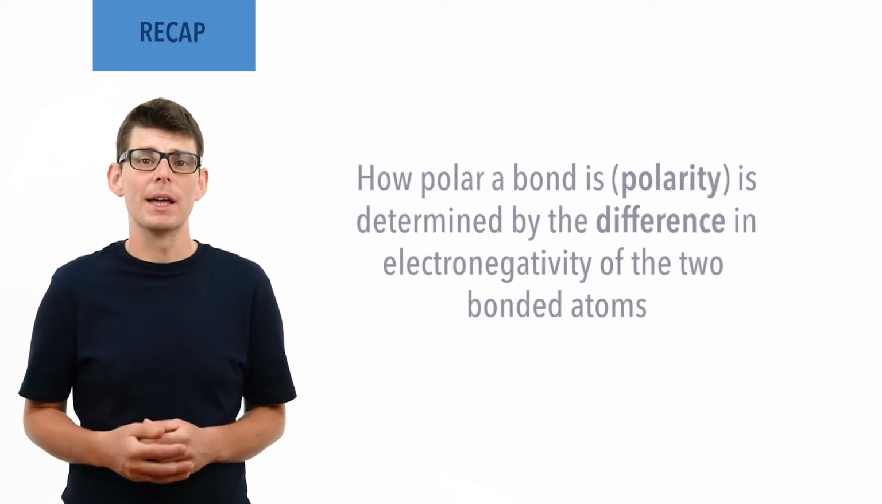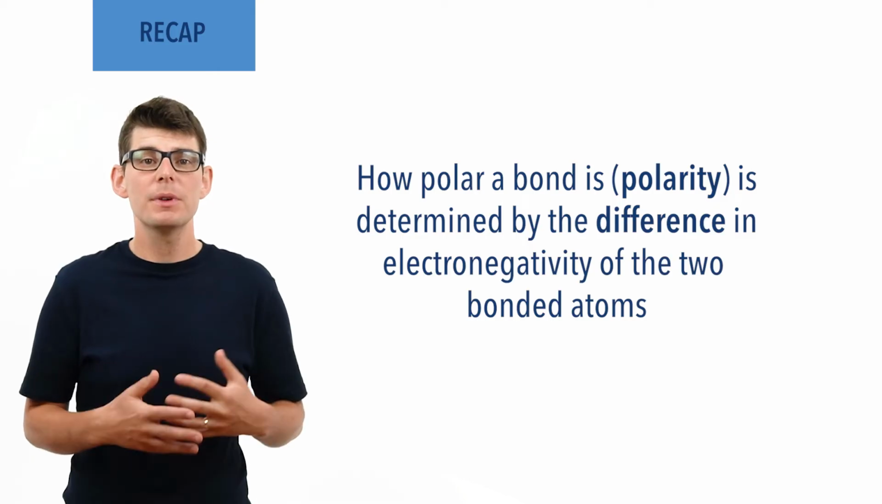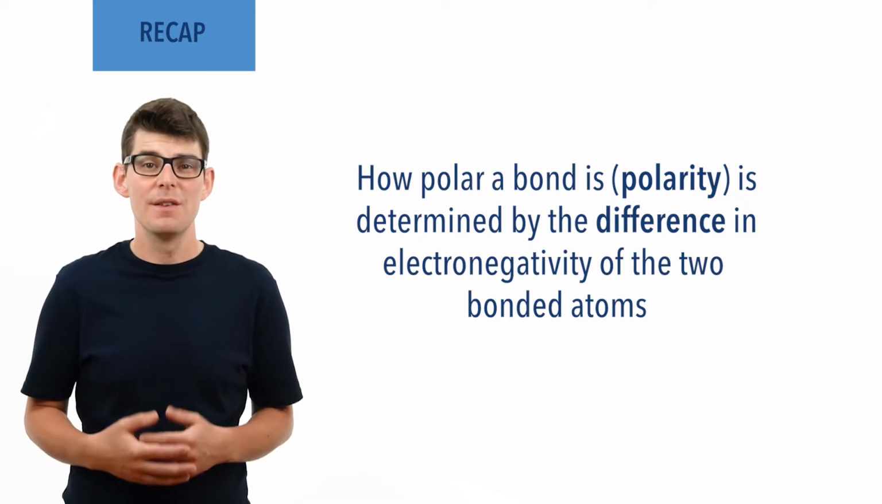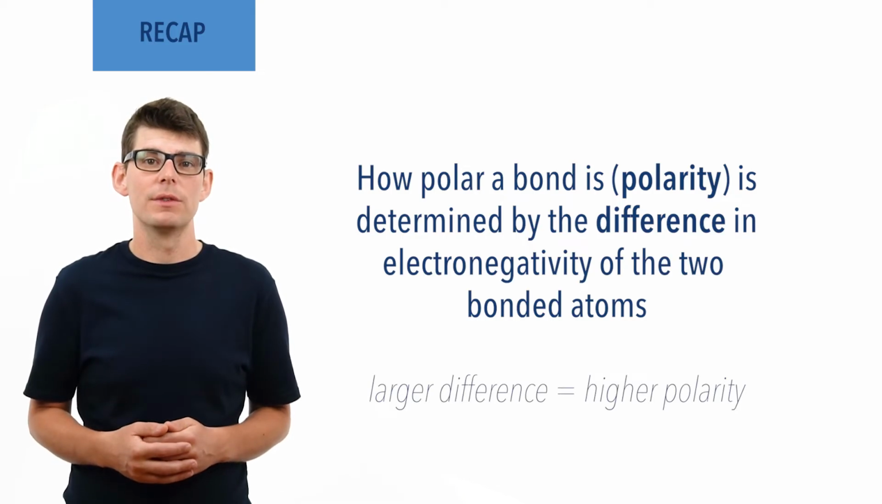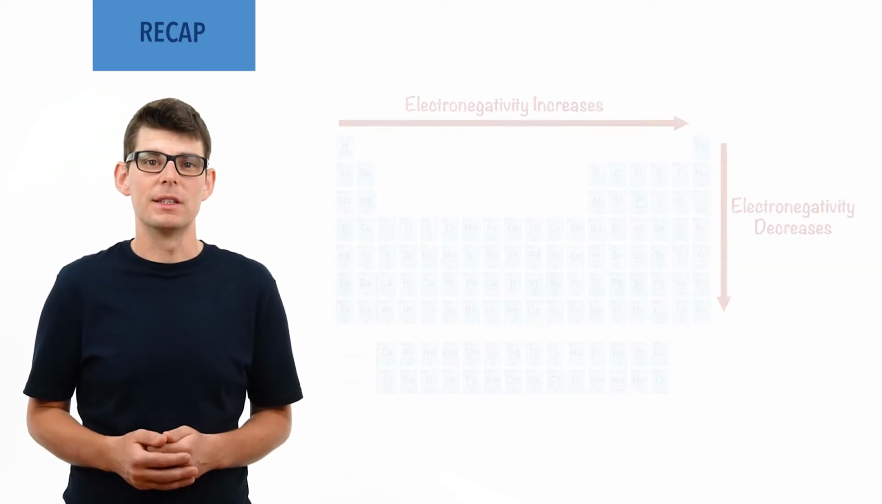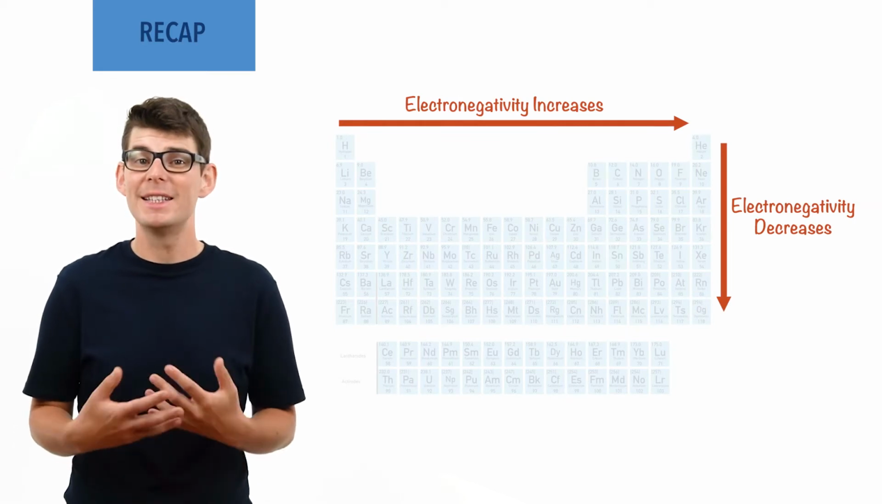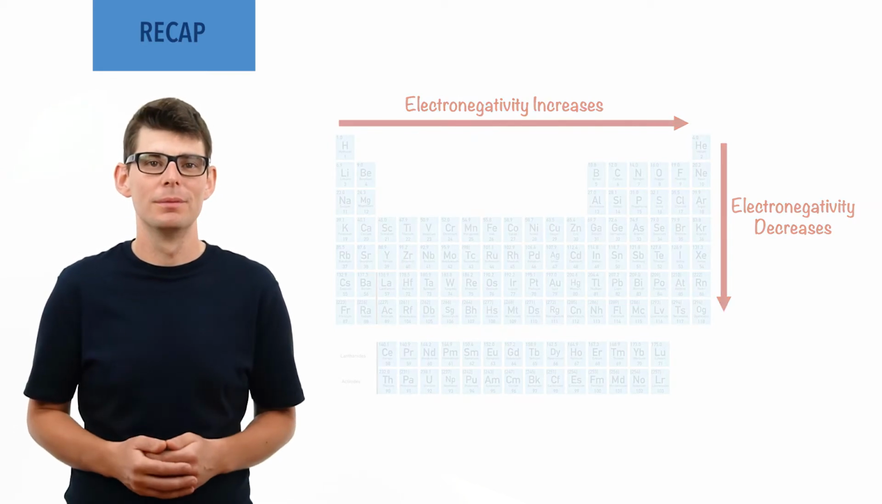The size of the polarity in partial charges is based on the difference in electronegativity between the two bonded atoms. The larger the difference in electronegativity values, the more polar the bond. Electronegativity increases for elements as you go across a period in the periodic table and decreases as you go down a group. Recap done? Let's go.